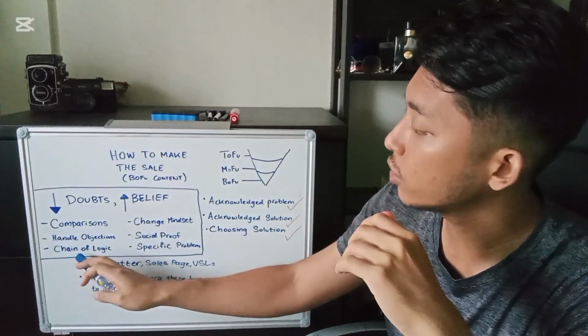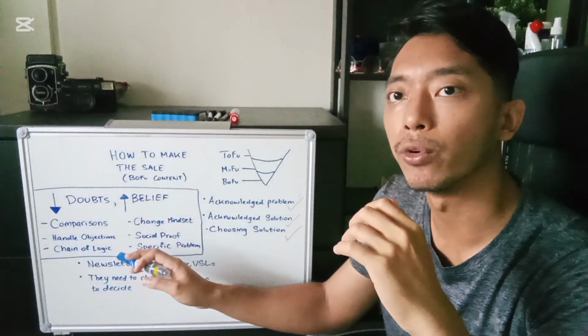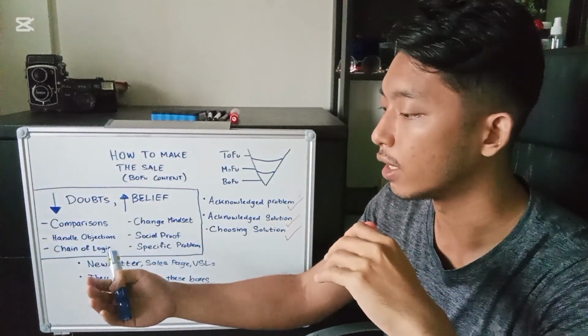Third one is the chain of logic, how exactly your offer is going to work for them, starting with your offer and ending with the final result that they desire.